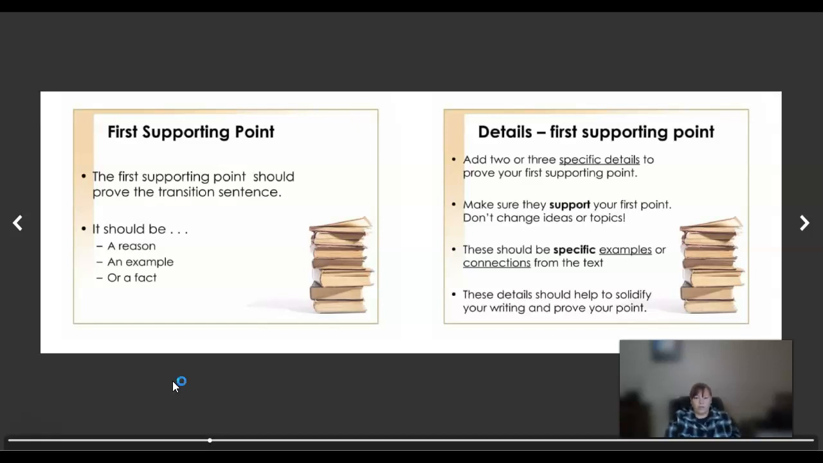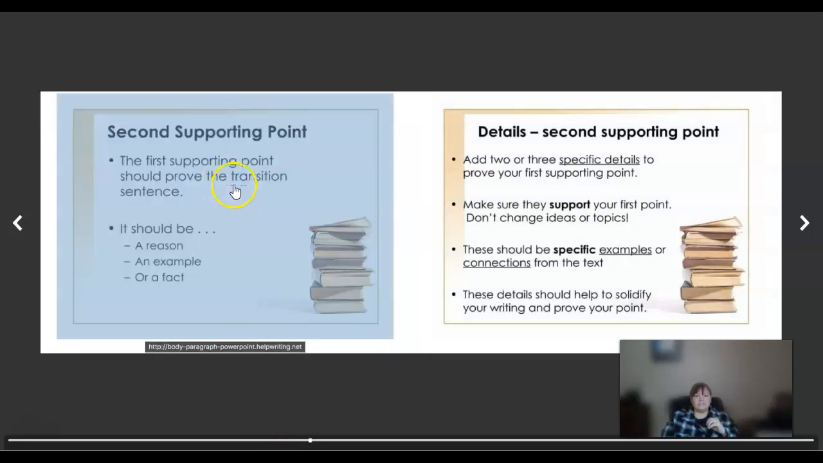Each paragraph is going to be its own topic. So make sure you take from that topic and only discuss that topic in that paragraph. Then the next paragraph is going to be the next topic, and then the next paragraph is going to be the next topic. Stick to the topic you choose within that paragraph.